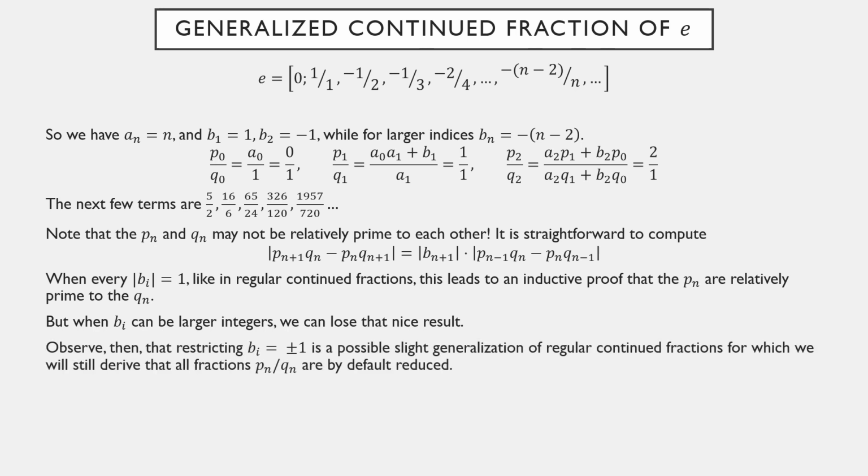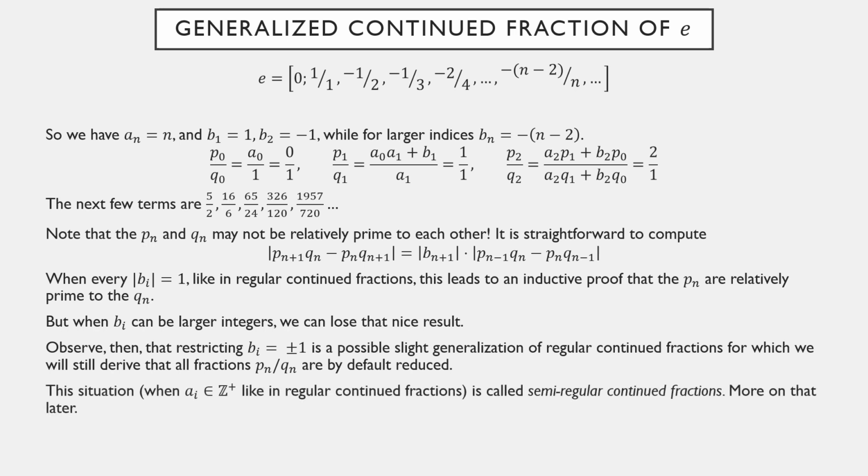However, if we make the restriction that the ai's have to be integers and the bi's have to be plus or minus 1, you get sort of the weakest generalization you can of regular continued fractions. The a's, except possibly the first one, are all going to be positive integers, and the b's, not just 1, but maybe also minus 1. You're still going to be able to derive that the fractions Pn over Qn are always reduced. Pn is always relatively prime to Qn. That situation is called semi-regular continued fractions. It's almost regular continued fractions, and we'll talk more about that in a bit.